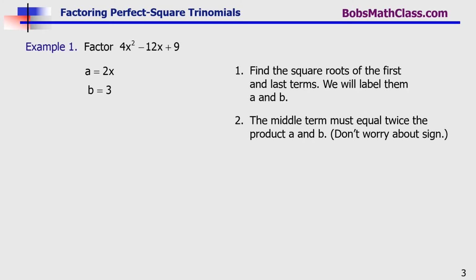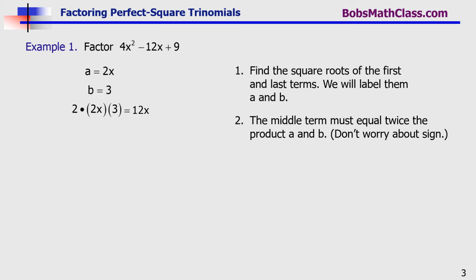Okay, our next step. The middle term must equal twice the product of a and b. Twice means 2 times. So let's multiply a times b and multiply that by 2. So 2 times a times b, what does that equal? 2 times 2x times 3. That equals 12x. Is that our middle term? Yes, it is. So that means we could use this formula.